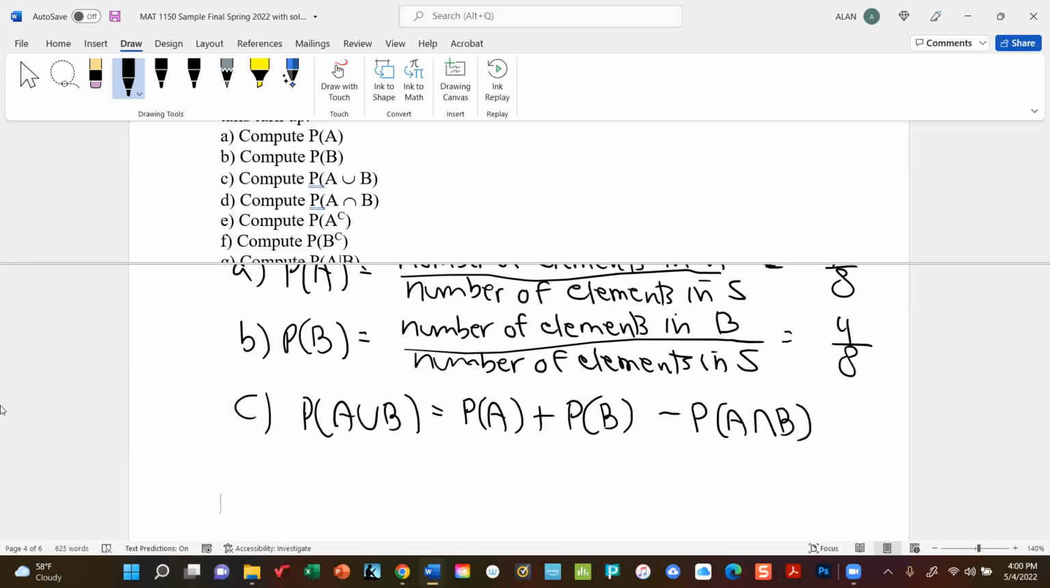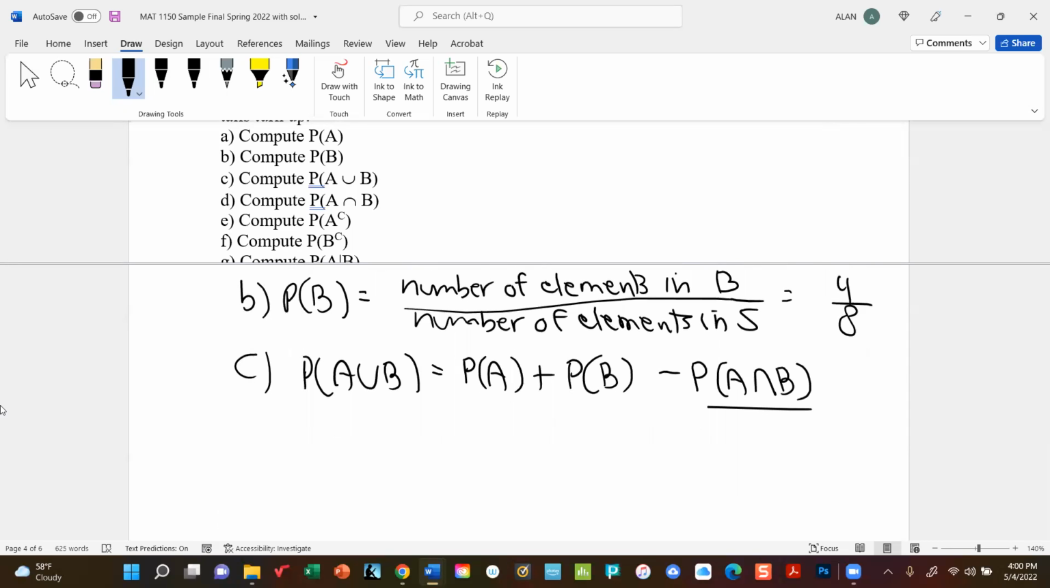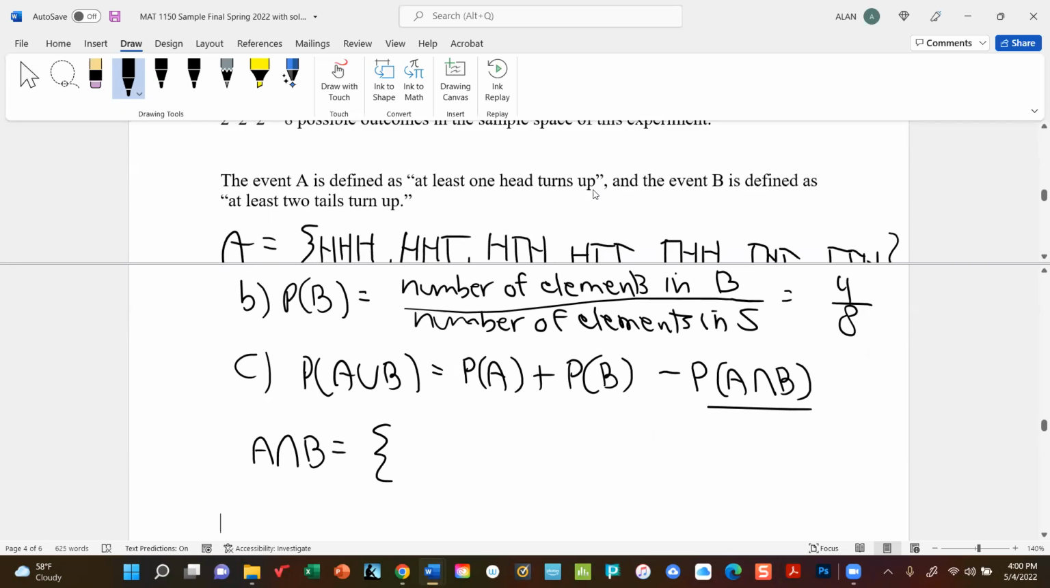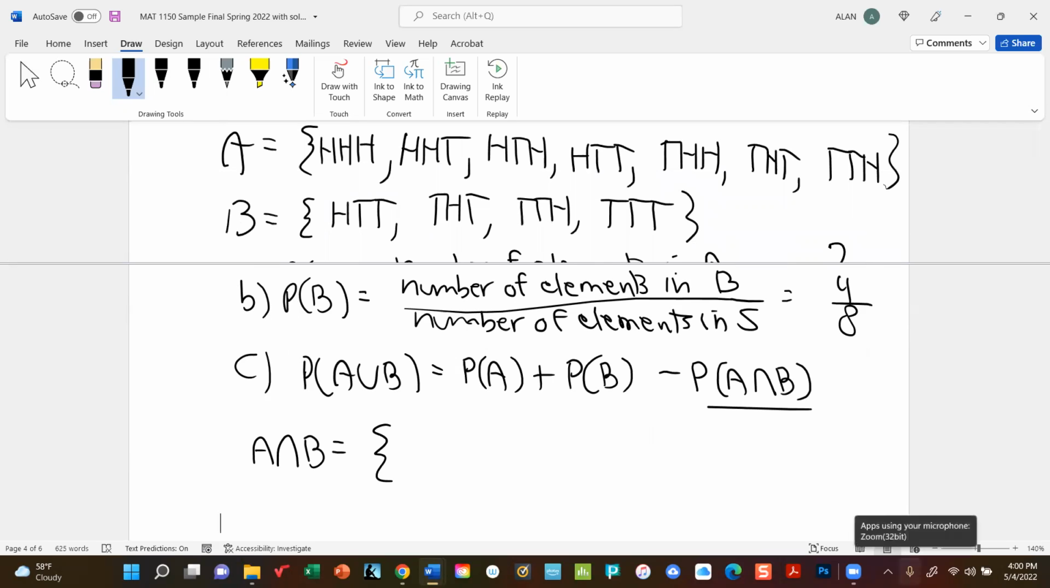Now, the one thing we have to do here addresses this part. We don't have that yet. We have to figure that out ourselves. So here's what we need to do. We have to look at the 2 sets and see what they have in common, if any. So let's look at them carefully. If you notice, they both have an HTT, THT, and they both have a TTH, and that's it. That's all they have in common with each other.